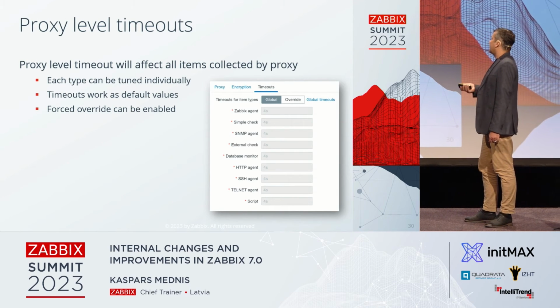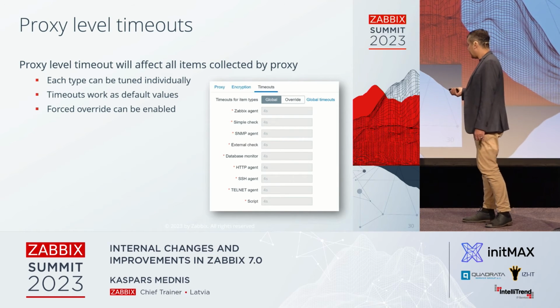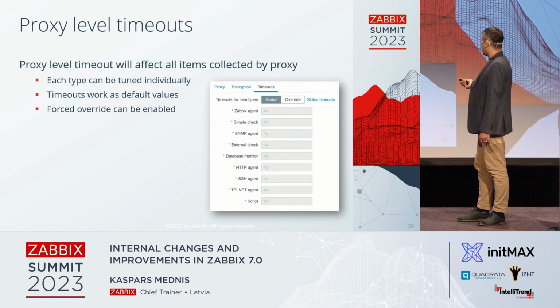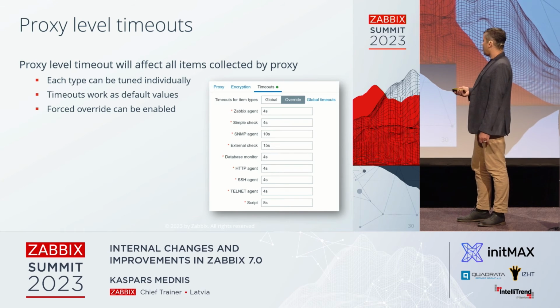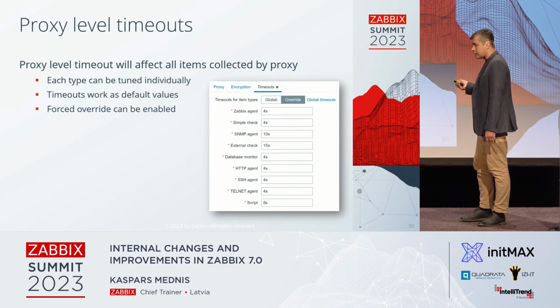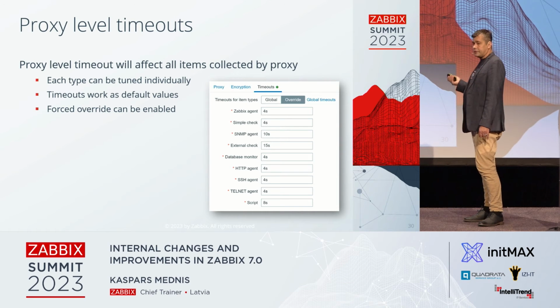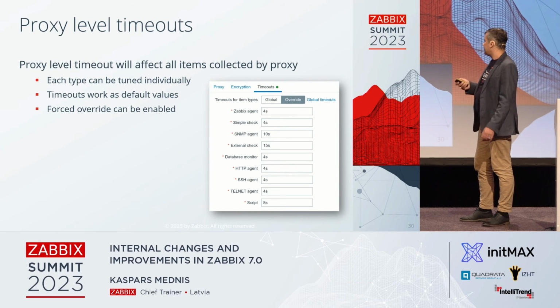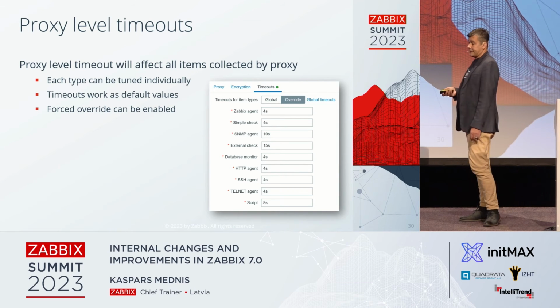Then the timeout is also inherited on all proxies. Yes, so you can see global timeouts, grayed out fields, but you can override. Yeah, you can see here. You just click the override, and you can override. Yes, so you can tune timeouts per proxy. And now, every item monitored by that proxy will have a little bit different setup.